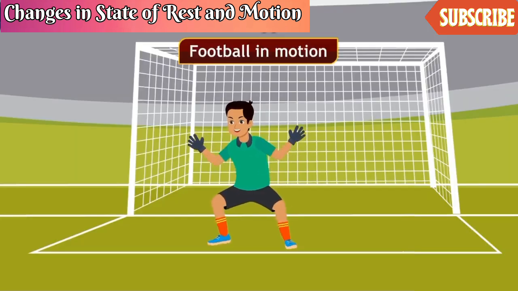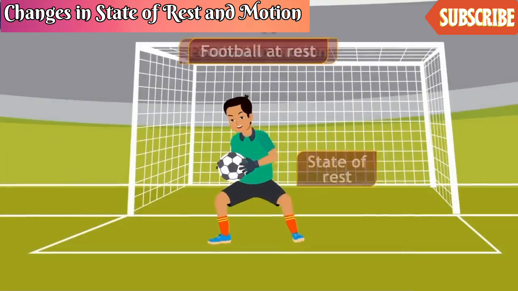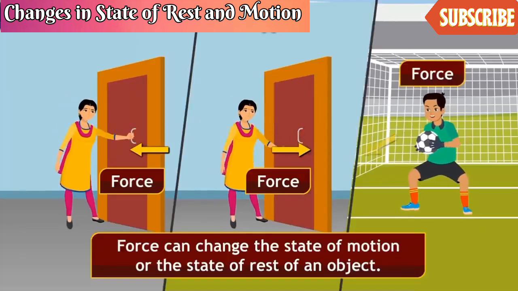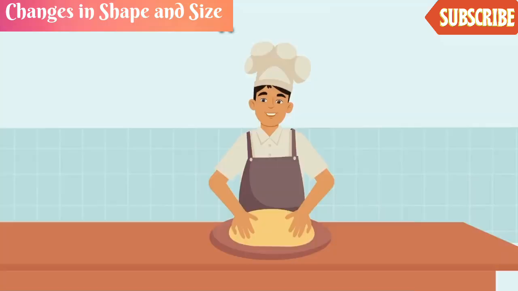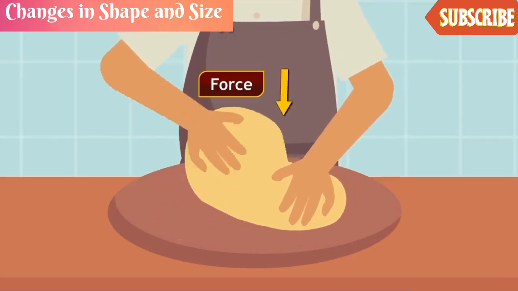Similarly, when a football in motion is stopped by the goalkeeper, he changes the ball's state of motion to state of rest. Hence, we can say that force can change the state of motion or the state of rest of an object. Now, consider a chef pressing dough with his hands.